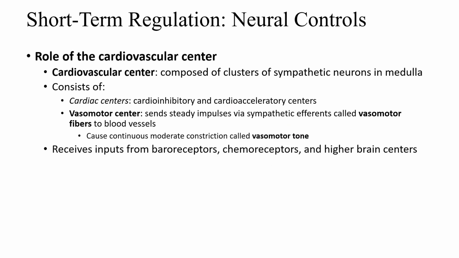So the cardiovascular center, these are going to be composed of sympathetic neurons in the medulla. And these have the cardioinhibitory and cardioacceleratory centers that we talked about in topic 2, and the vasomotor center, which is located nearby. The vasomotor center is sending impulses via the efferent sympathetic neurons called the vasomotor fibers to the blood vessels. And so this is where we get our tone from. Tone is this idea that the muscles need to be somewhat constricted sort of passively. And so your vasomotor tone then is maintained by the vasomotor center. And so it's integrating input from the baroreceptors, chemoreceptors, as well as the higher brain centers.